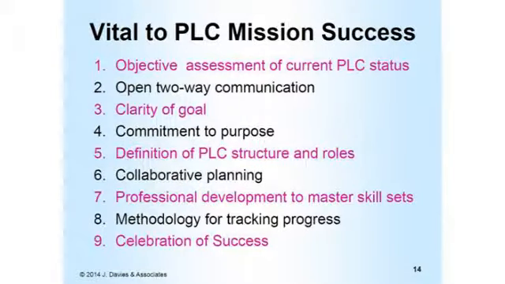In working with Webster and some other school districts, and even companies, and talking about how to accomplish change, these are some things that are key to mission success. Number one, the objective assessment of current PLC status. You need a person, and it doesn't have to be me, it doesn't even have to be an outsider, but somebody that the teachers and administrators perceive to be objective, to come in and talk about what we are doing with our PLCs.